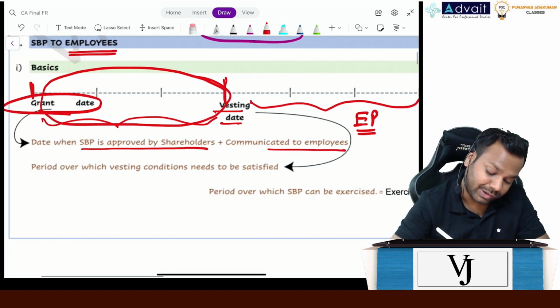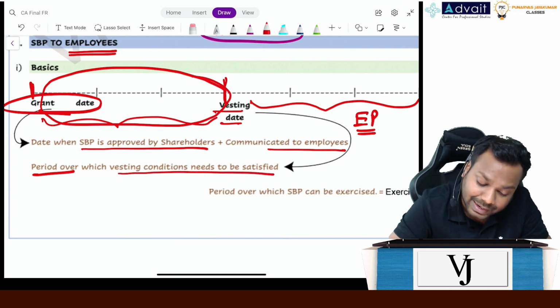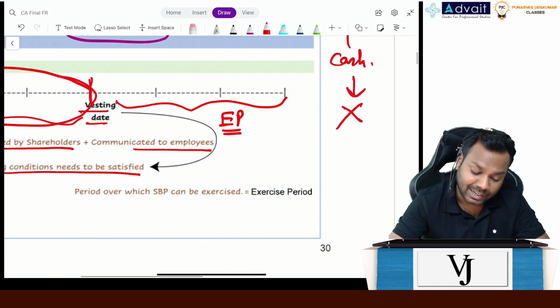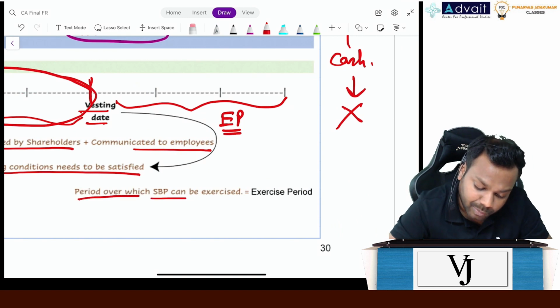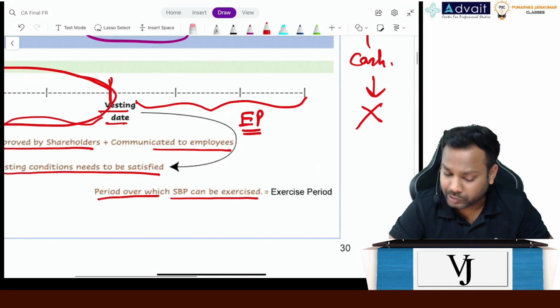Now, what is the vesting date? What is the vesting period? The period over which the vesting condition needs to be satisfied. Now, what is the exercise period? The period over which the share-based payments can be exercised by the employees. Clear, everyone? The basic terminologies.